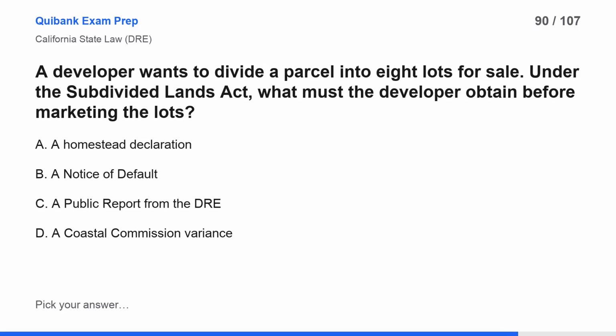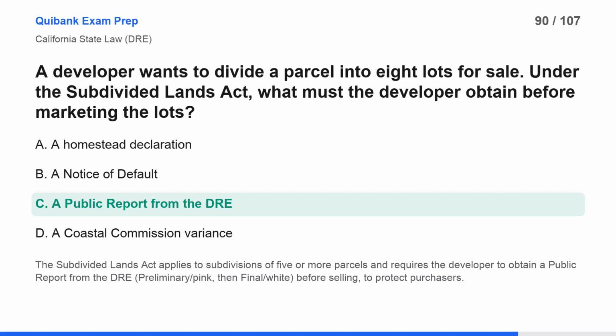Question 90. A developer wants to divide a parcel into 8 lots for sale. Under the Subdivided Lands Act, what must the developer obtain before marketing the lots? A. A homestead declaration. B. A notice of default. C. A public report from the DRE. D. A coastal commission variance.